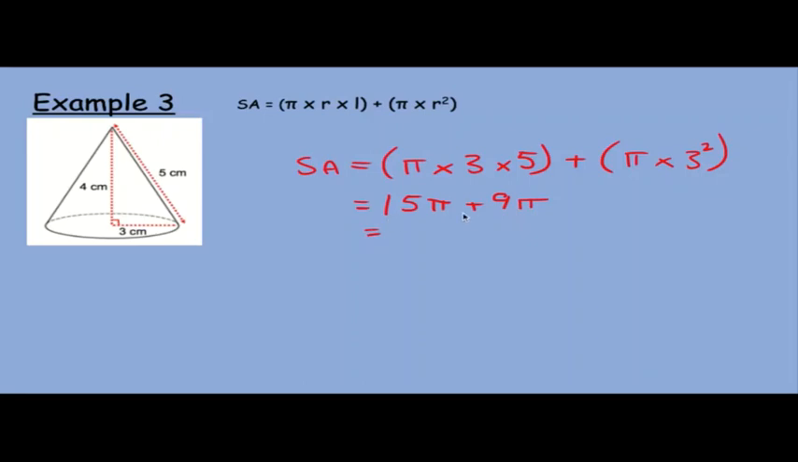Then 15 plus 9 is obviously 24. And now is the first time I need to think about using my calculator. So just put in 24 pi. And using my S-D button, then I get an answer of 75.4. And we've got lengths in centimeters again, so our area is in centimeters squared.